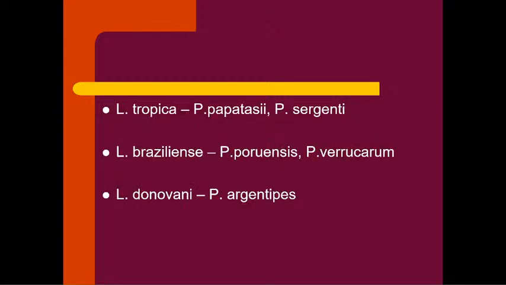Those are the vectors for Leishmania tropica. Leishmania brasiliensis is P. poruensis. P. verrucarum. And for Leishmania donovani it is P. argentipes. Okay? So, what does the P stand for? Who can answer? Phlebotomus.